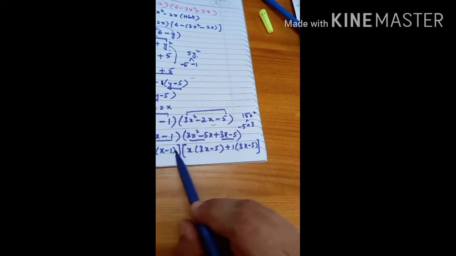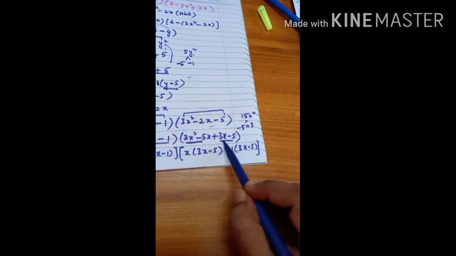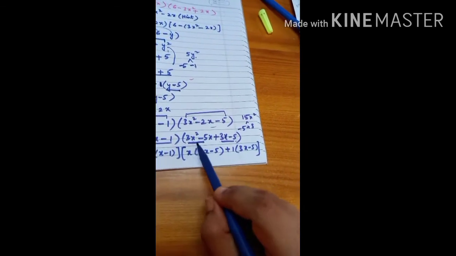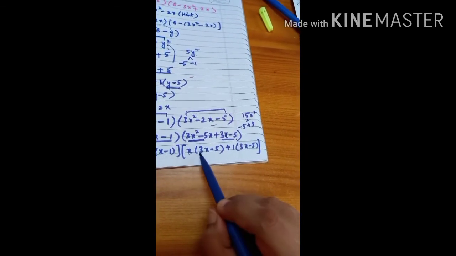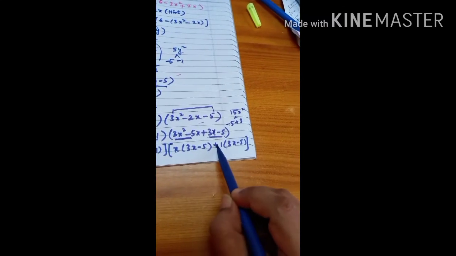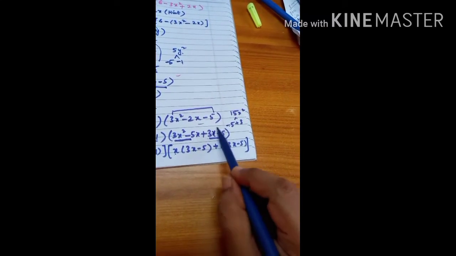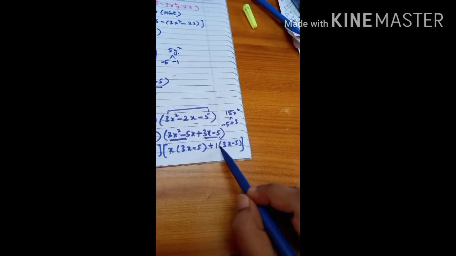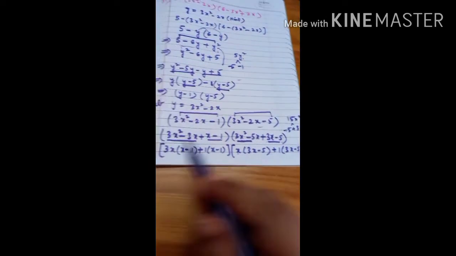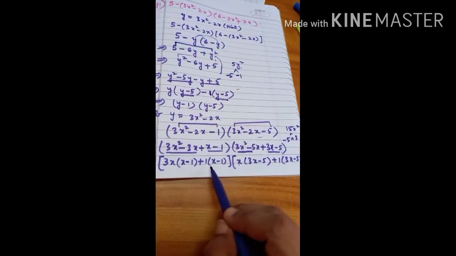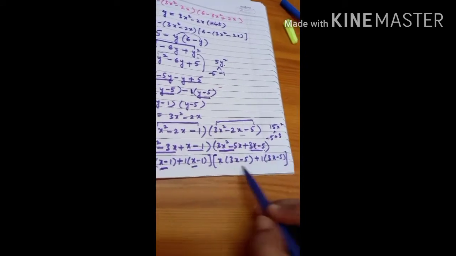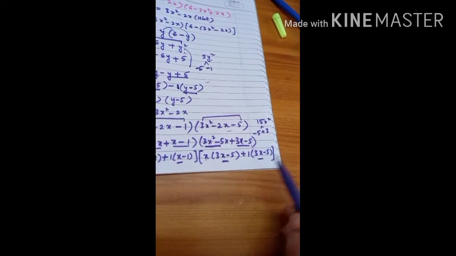So again, from these two terms you can take x common, so 3x minus 5 will be remaining, then plus, from this you can't take anything common, so 1 will be there, then 3x minus 5. Okay, so now what is common? x minus 1, x minus 1 in both places, and 3x minus 5, 3x minus 5.